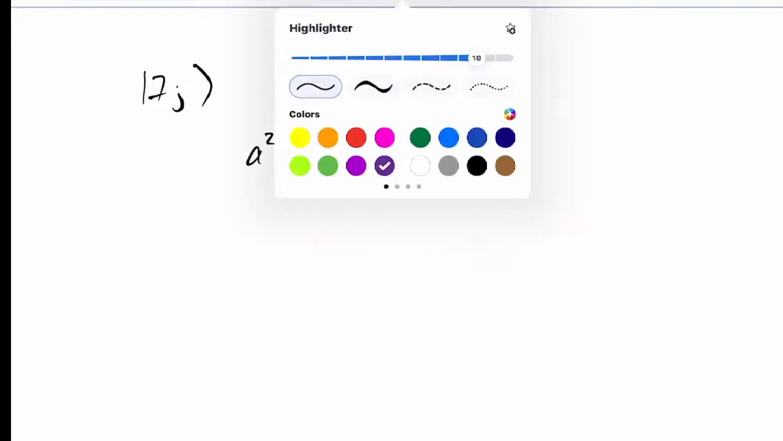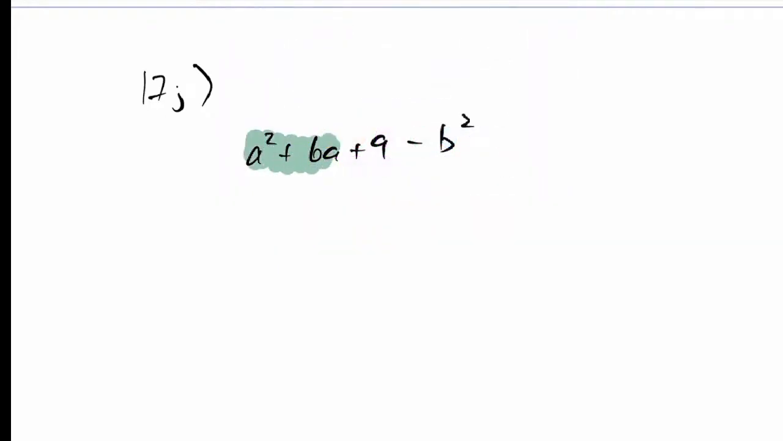You know what? I didn't assign 17J. I can do it. Just to show you, I can do 17J, but I'm not going to be putting that on our quiz tomorrow because we didn't talk about it. But the idea here is this right here we can factor. This is a simple trinomial. So this factors into a plus 3 times a plus 3.